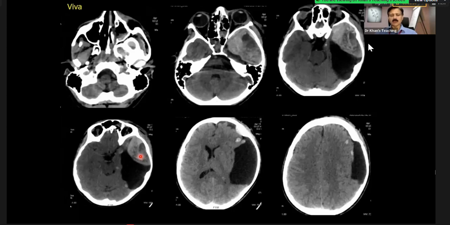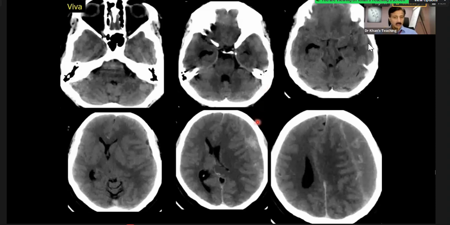I'll skip this case because of time factor, but it becomes very interesting. There is an extradural hematoma, and there is diffuse axonal injury. But interestingly, this patient has an arachnoid cyst, which was present there before. So it becomes an interesting Viva scenario. What is it? How can you explain this? All those things. But I'll skip it because of time.